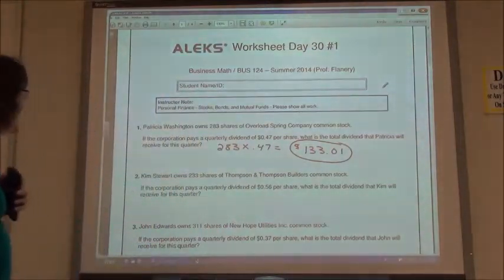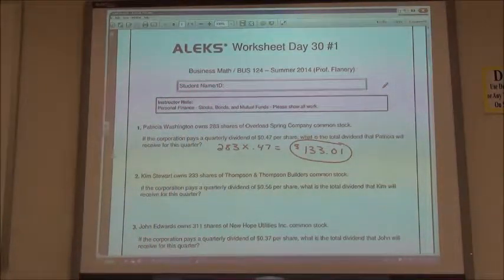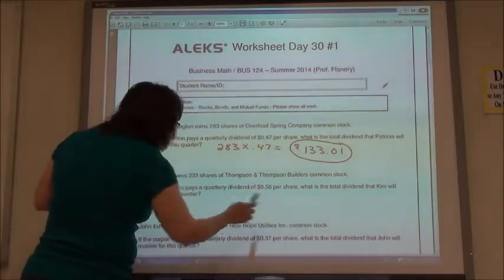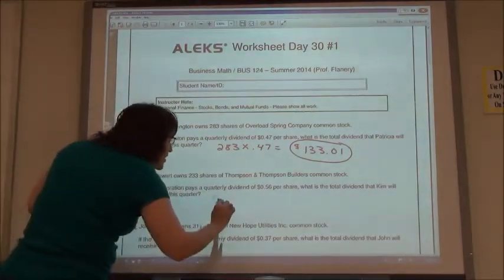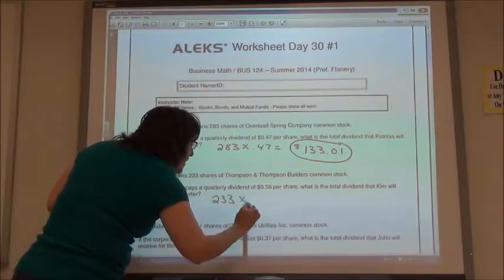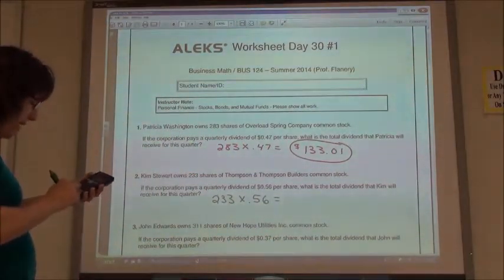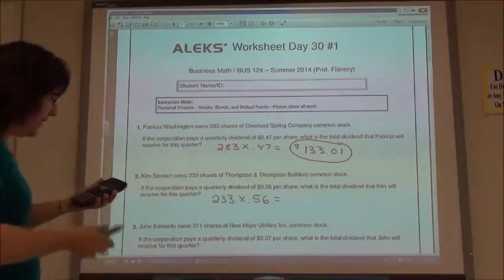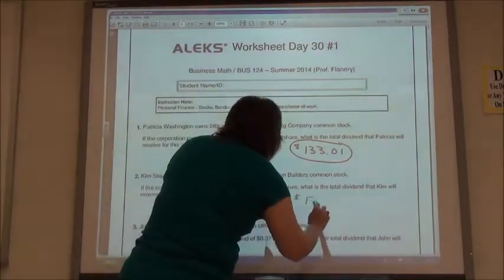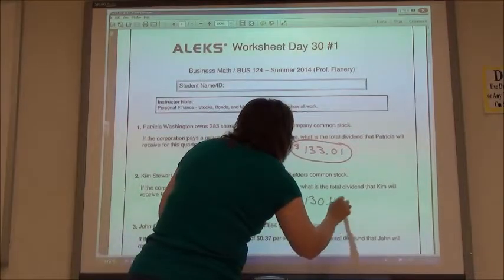The second one says Kim Stewart owns 233 shares of Thompson & Thompson Builders common stock. If the corporation pays a quarterly dividend of 56 cents per share, what is the total dividend that Kim will receive for this quarter? So again, we're just taking the 56 cents per share times the number of shares. She has 233 shares at 56 cents per share. So 233 times 0.56 gives me $130.48.